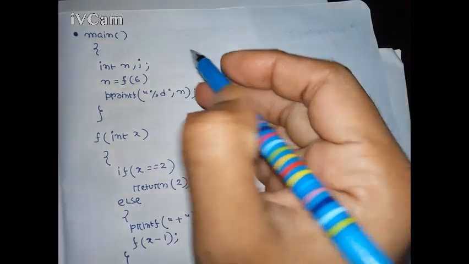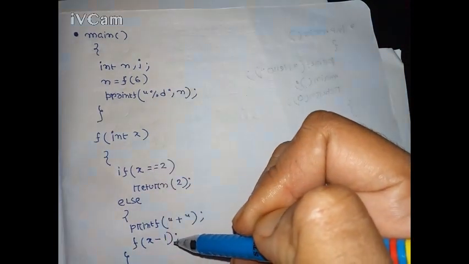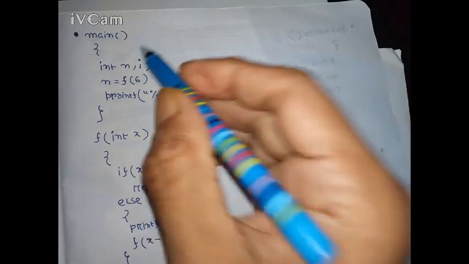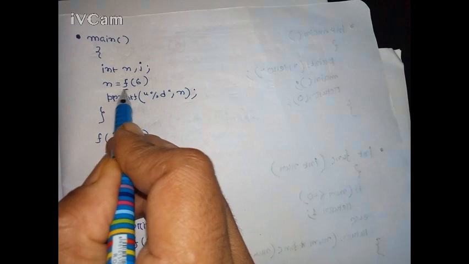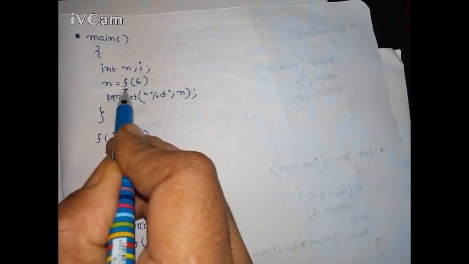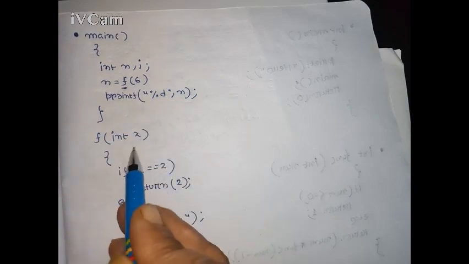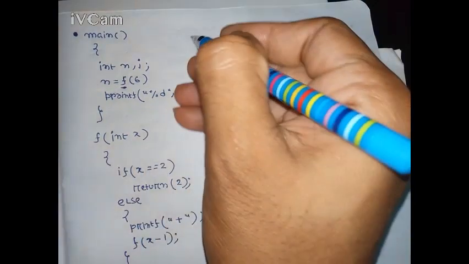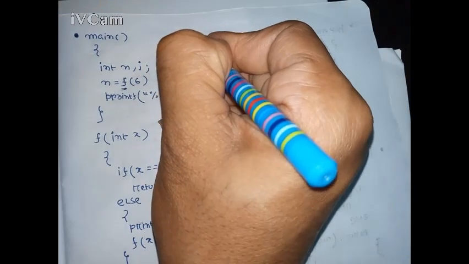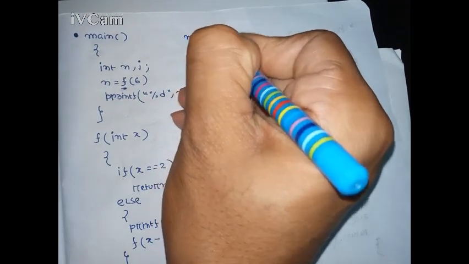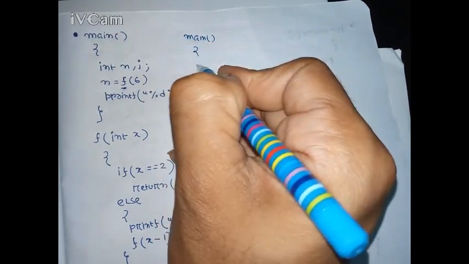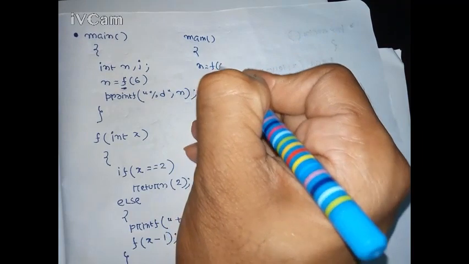Look at this. Suppose there is a program here. The main function passes the value to the f function. This is a sub function called f, and the definition is written here. So let's start quickly. This one is the main function. How to solve this problem quickly? So n equal to f(6).